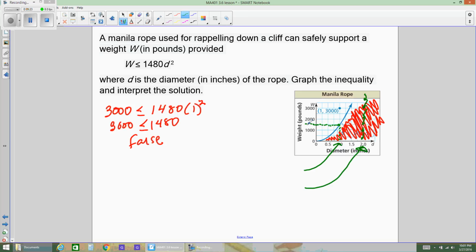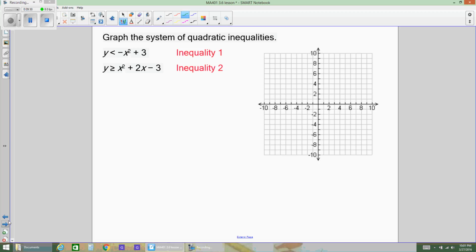Okay, remember guys, stop your lesson at any point and ask me if you're having problems or questions. We're going to move on. It says graph the system of quadratic inequalities. So what we're going to have here is 2 parabolas on the same graph paper, and their shaded regions are going to overlap. So I'm going to go ahead and just color code this. Grab your colored pencils and color code yours too. It helps to know where the solution set is.